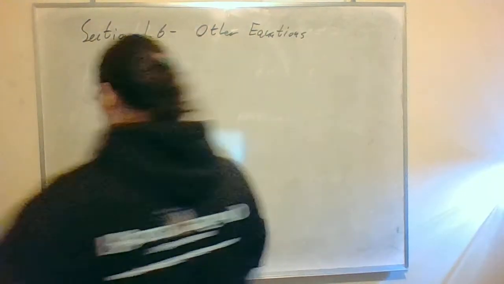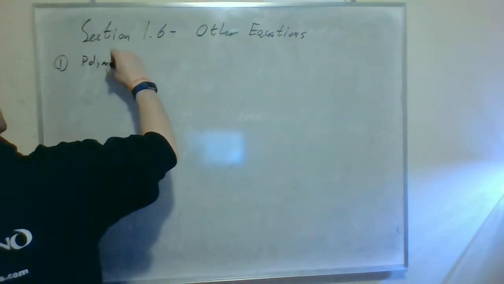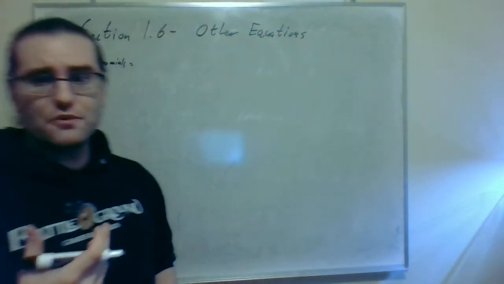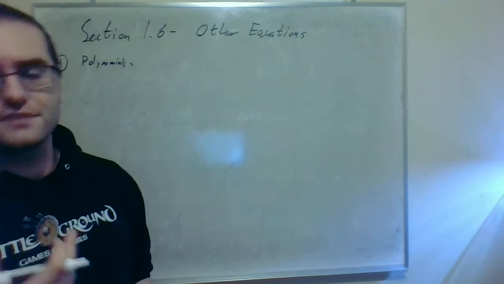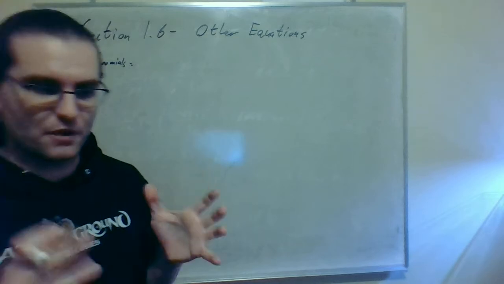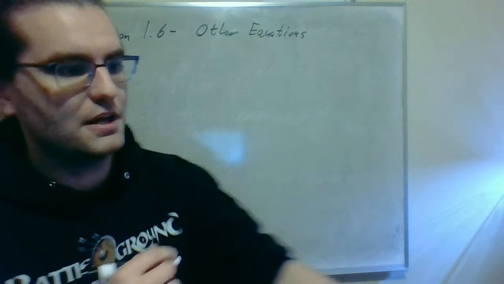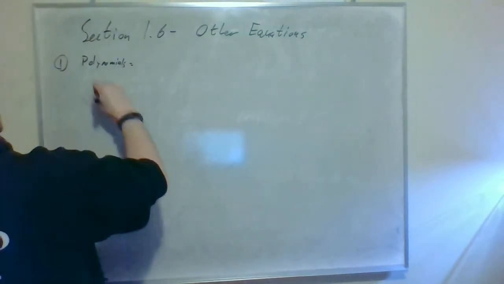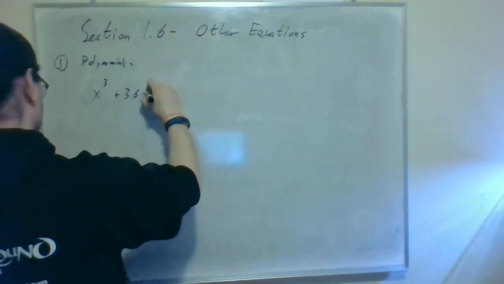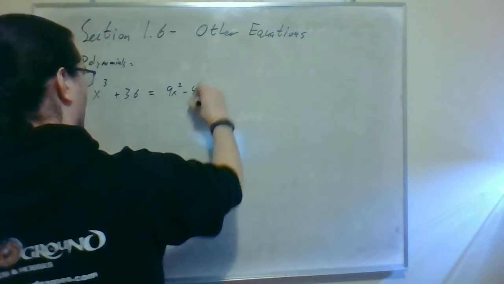The first category is polynomials. Solving polynomial equations is going to feel almost exactly like solving quadratic equations. It's just that the polynomials involved are going to be slightly bigger than quadratic. So, for example, we might want to look at something like x cubed plus 36 equals 9x squared minus 4x.